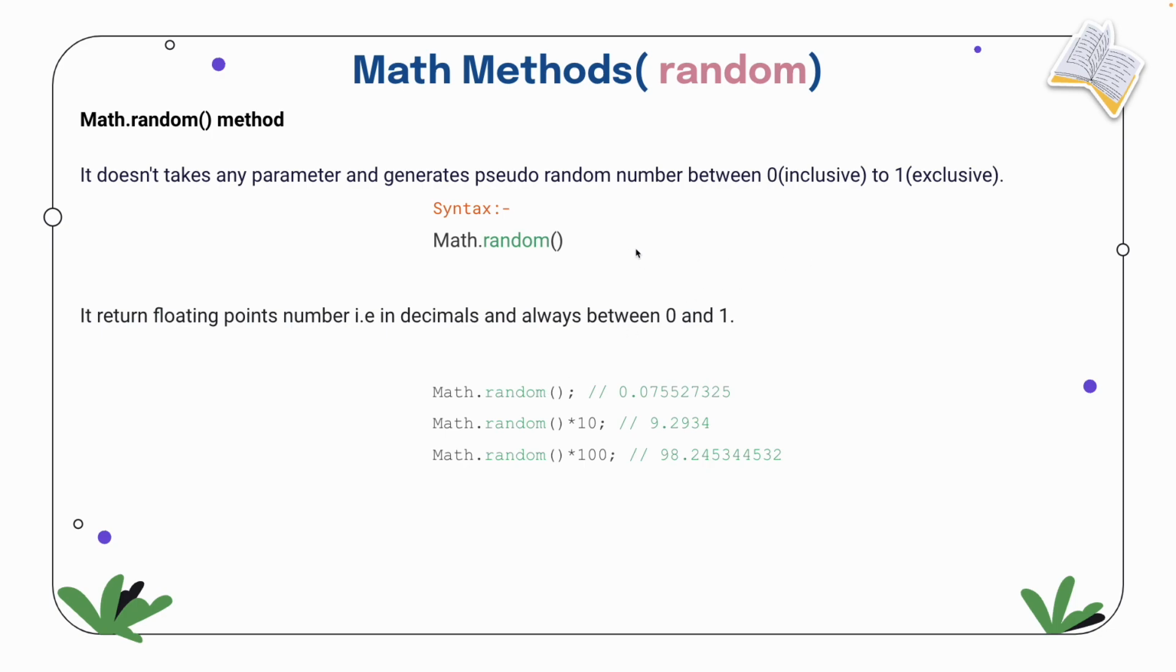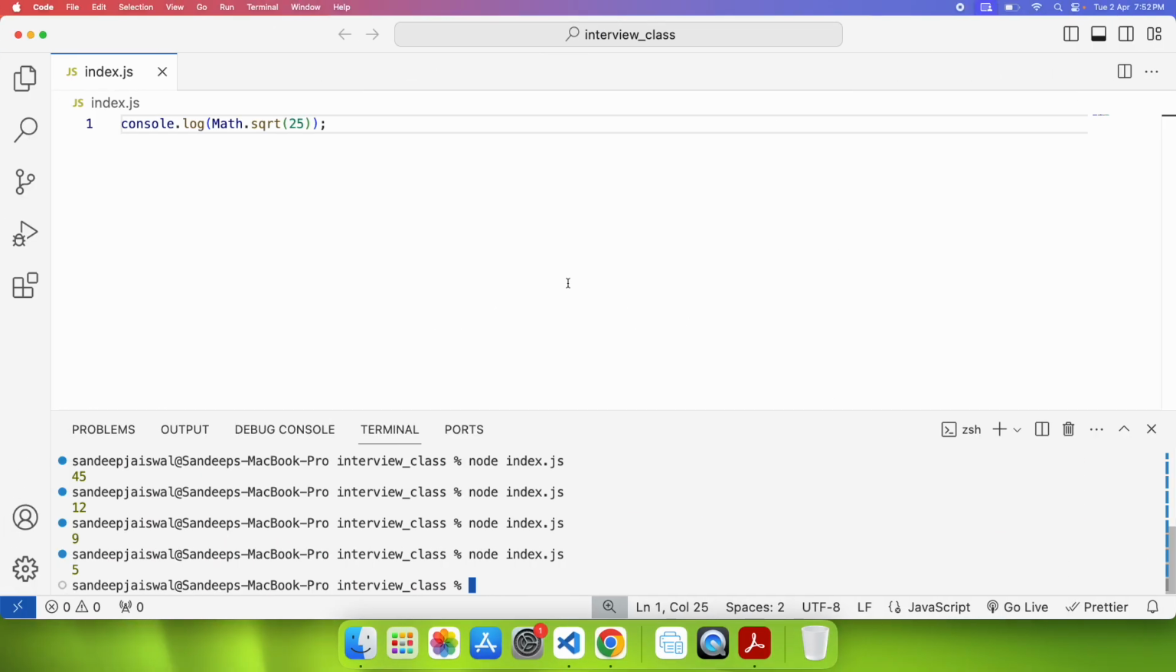So this is a somewhat important topic, random. Basically it will generate a fractional floating number between 0 to 1, and it does not take any parameter. It is just Math.random. Math.random will return a decimal like 0 dot something, and it will always be between 0 and 1. It will not go beyond 1, like 1.5 or 2.3, by default. So always it will be 0 to 1.